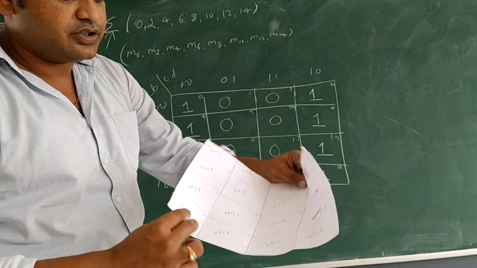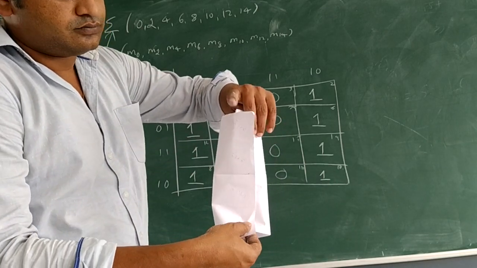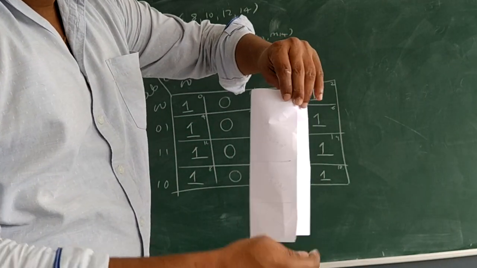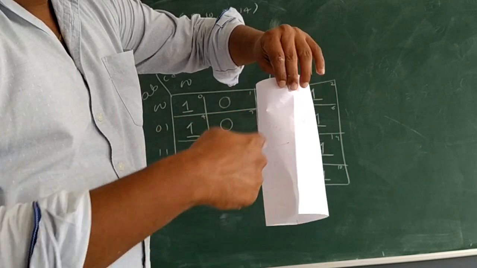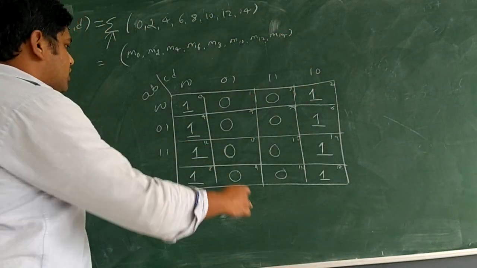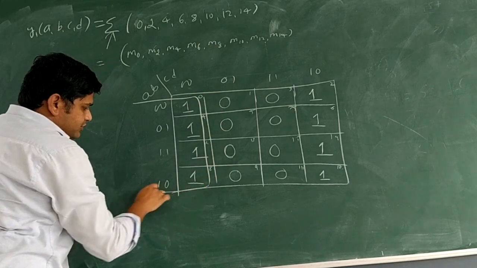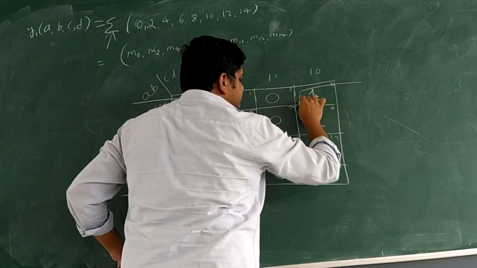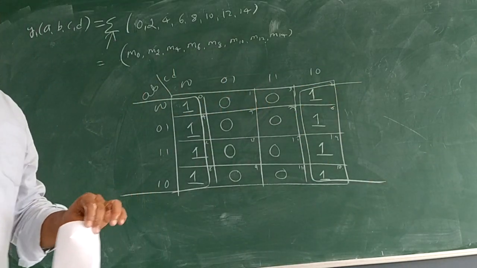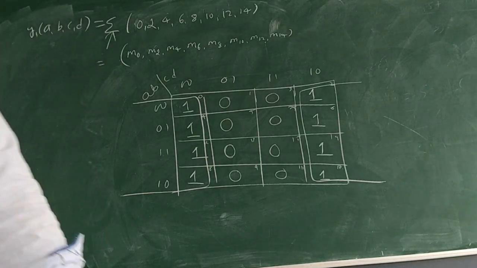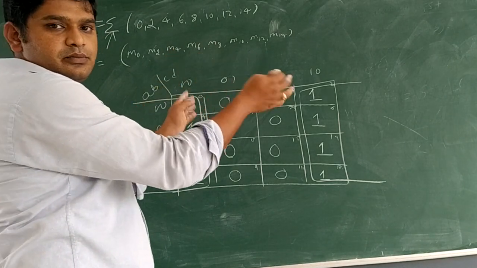So assume this type of fold here like this. These 4 ones are adjacent with these 4 ones. How to show that out? Like this. Okay. So total 8 ones, and they are adjacent by the fold method.